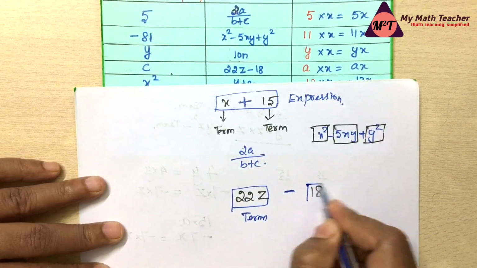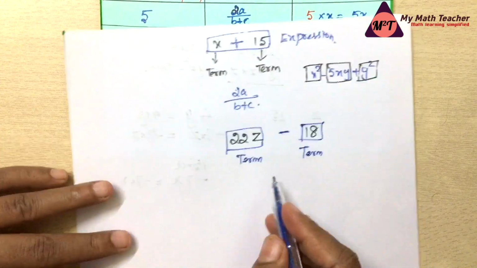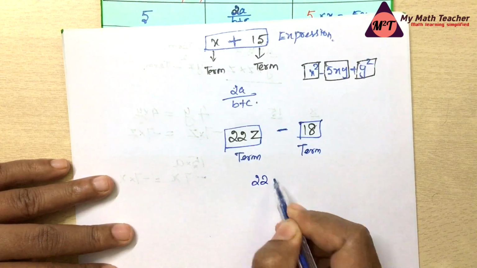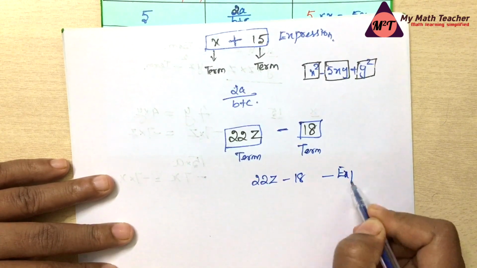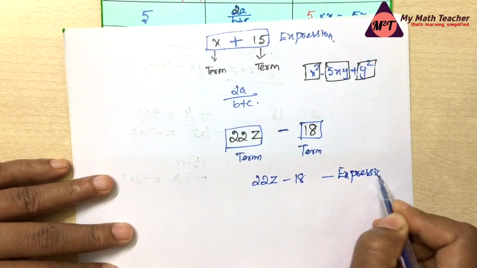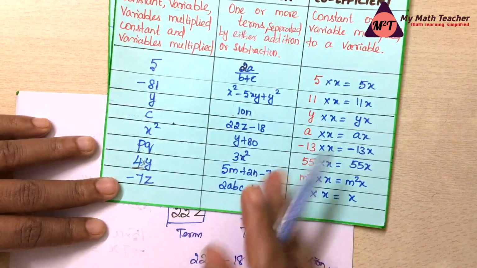Okay. Now this is called term 1, and the next one is the second term 2. So this as a whole together, we can say 22z minus 18, is together called an expression. Okay. Now, so these are the examples of expression.